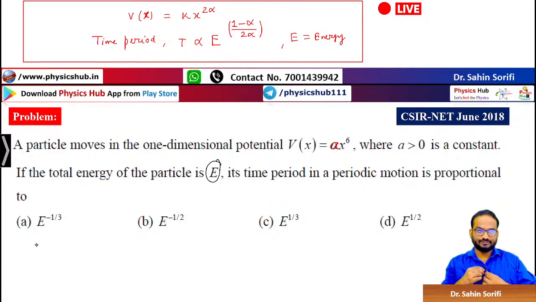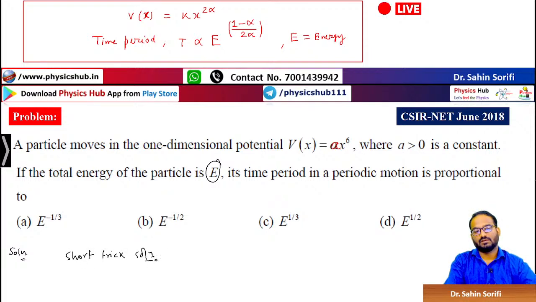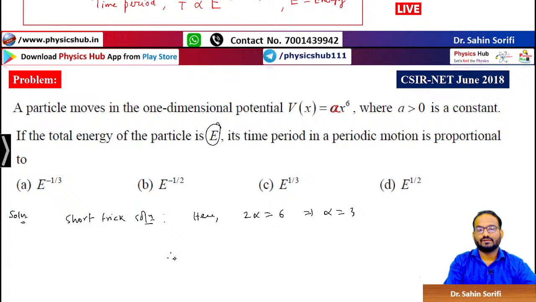Option A? Yes. So this is a short trick actually. Here, if we say 2 alpha equals 6, it means alpha is equal to 3. The time period will vary as proportional to E to the power (1 minus alpha) divided by 2 alpha, E to the power minus 1/3. Option A.